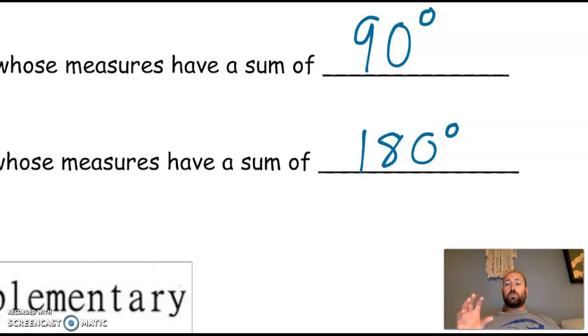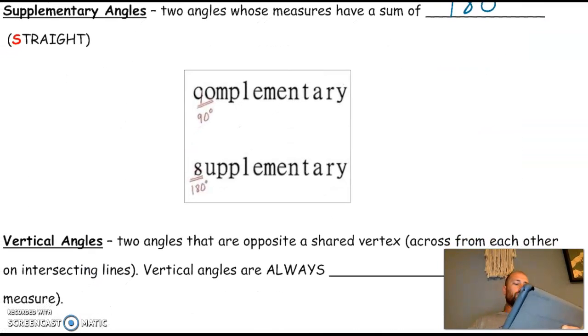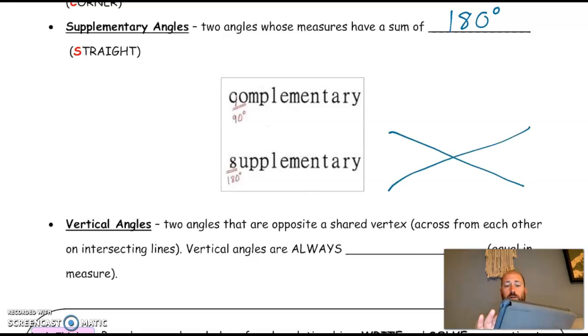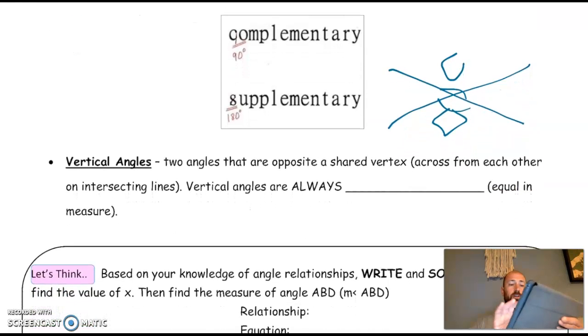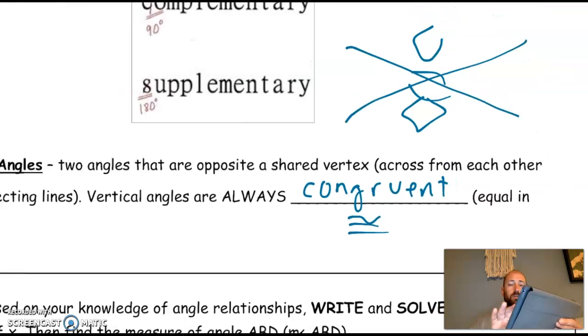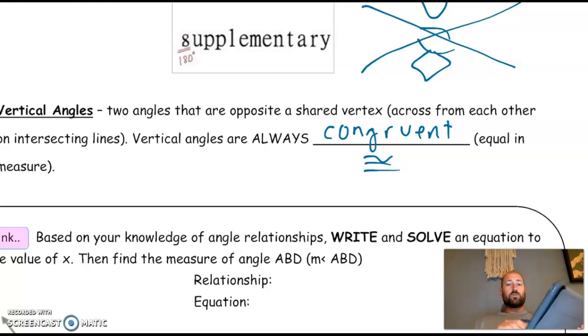Okay, so we're going to use these definitions today to write and solve equations. Super exciting, I know. So the other one is vertical angles. They have a shared vertex. They're across from each other. I've said it a bunch the other day. Middle school, elementary school, those two angles are the same. In geometry, we call that congruent. So two vertical angles are congruent. That's an equal sign with a little squiggle on top.